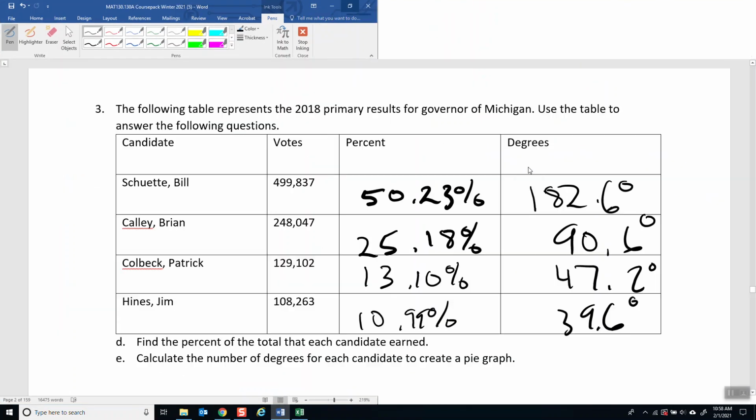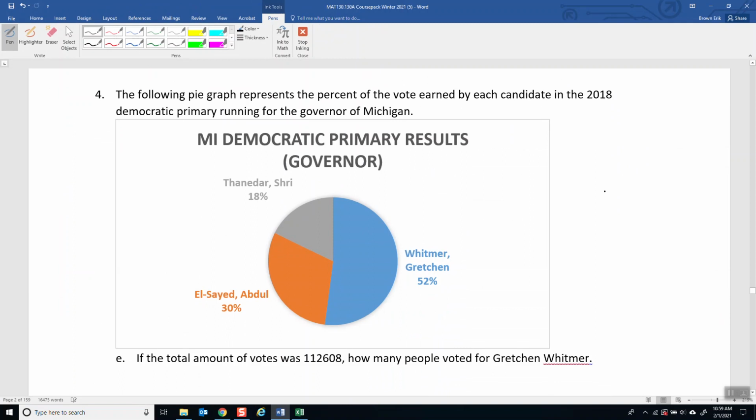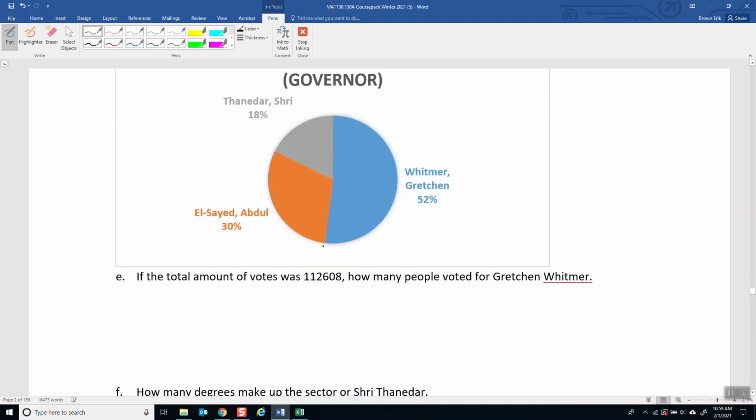All right, so that was the Republican primary. Here were the Democratic primary results. There were 3 candidates, Gretchen Whitmore, Shri Thanedar, and Abdul El-Sayed. And notice I have told you how many people voted in the Democratic primary. Right here, that's this 112,608. So we want to know how many people actually voted for Gretchen, or Governor Whitmore, back in that primary.